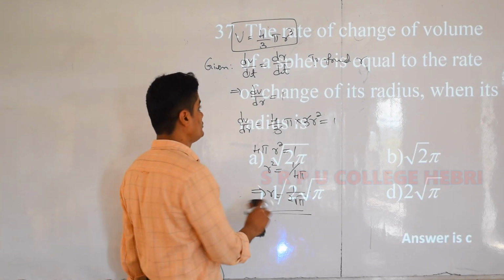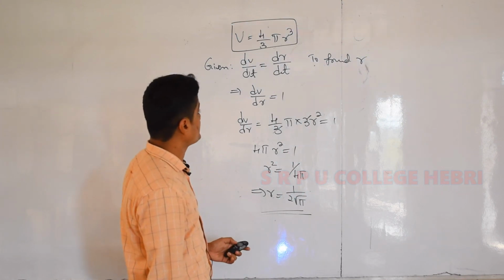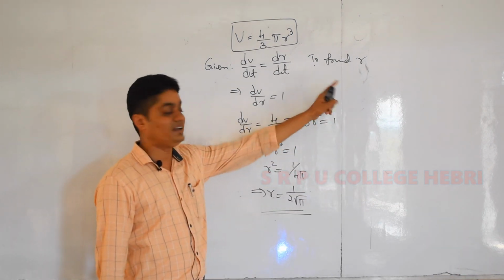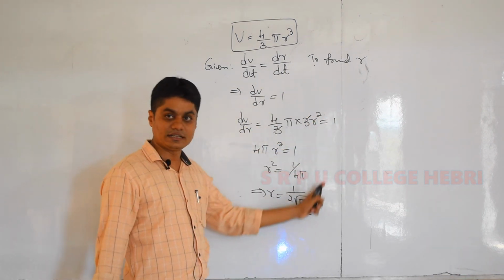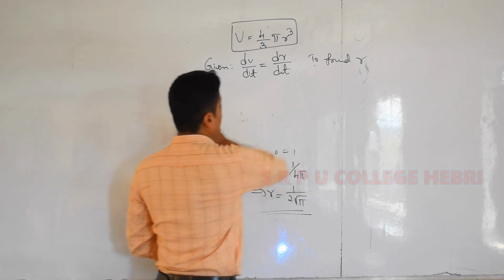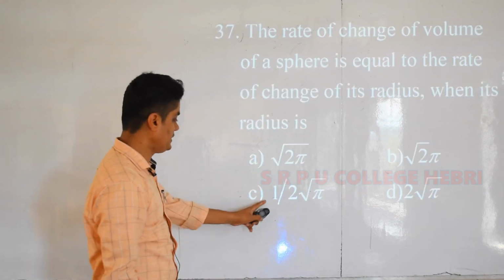Did you understand? What was given? dv by dt is equal to dr by dt, right? So the given expression is dv by dt is equal to dr by dt, and you have to find out r. So you can solve like this. So 1 by 2 times root pi will be the right answer, and in the given question this is present in option C.